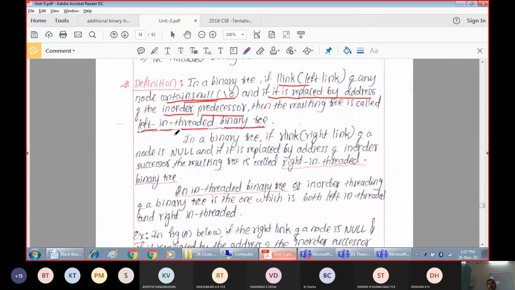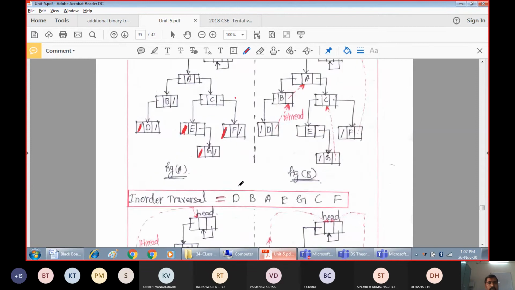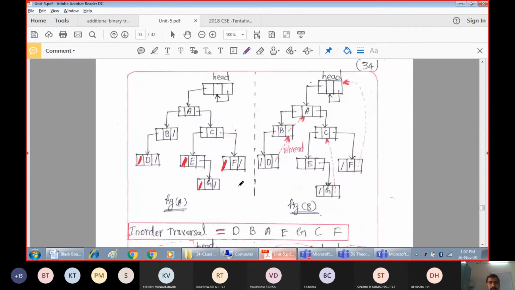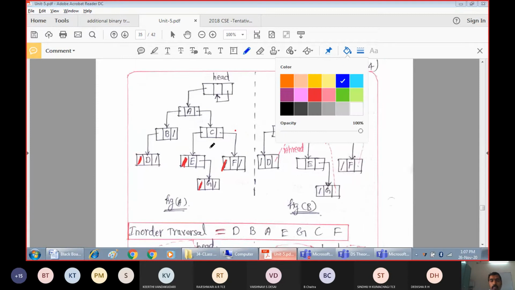Why is it a left in-threaded binary tree? Because we are considering the left link. Why "in"? Because we are considering in-order traversal threaded binary trees, left in-threaded binary trees. That means null must be replaced by the address of the in-order predecessor. So this will be clear now. I'll be explaining with a different ink.